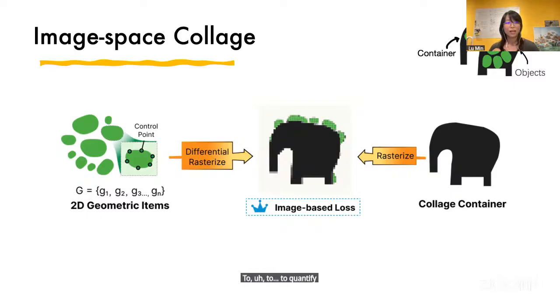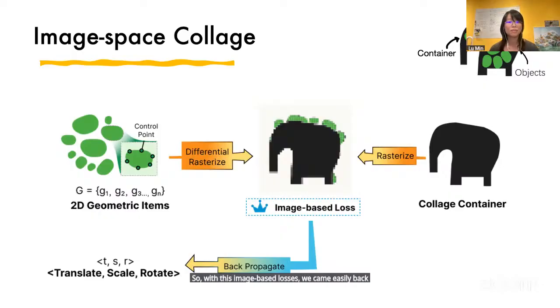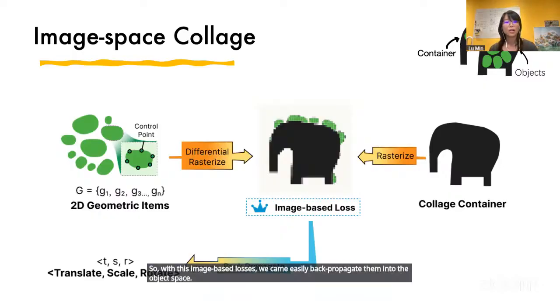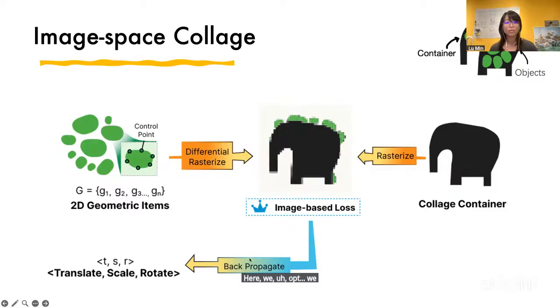Then we can design the image-based loss to quantify how packed the current layout is and how much empty space there is. With these image-based losses, we can easily backpropagate them into the object space. Here, we use the loss to optimize the rigid geometry transformations, such as translating, scaling, and rotating the 2D objects. Then the process iterates until the loss converges to what we want.